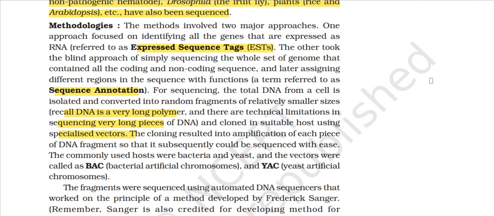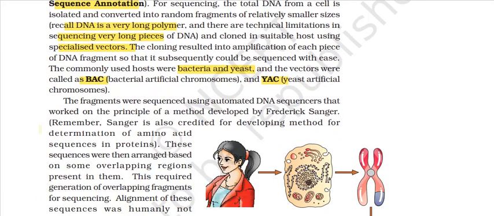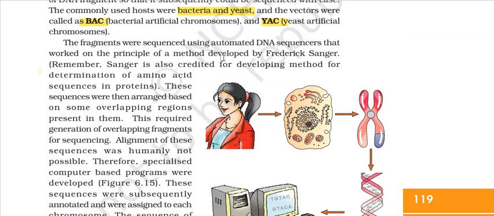तो कौन से host लिए? बैक्टीरिया और yeast. And the vectors were called as bacterial artificial chromosome and yeast artificial chromosome. The fragments were sequenced using automated DNA sequencers. ठीक है, हमारे पास कुछ automatic sequencers थे जो DNA को खुद ही sequence कर रहे थे. That worked on the principle of a method developed by Frederick Sanger. Sanger के method पे खुद ही sequence हो रहा था.